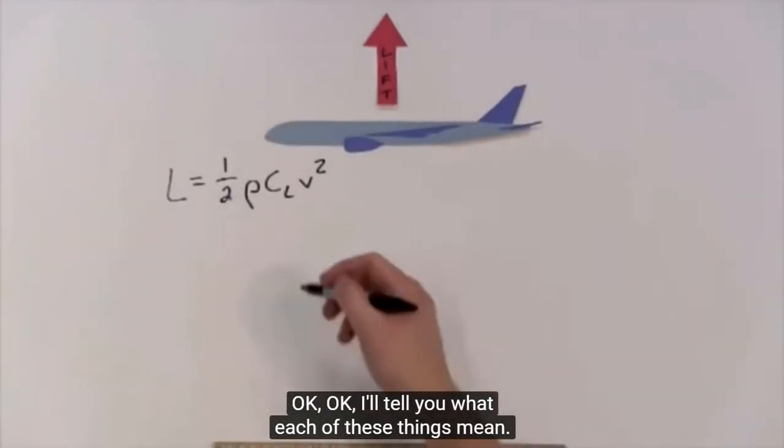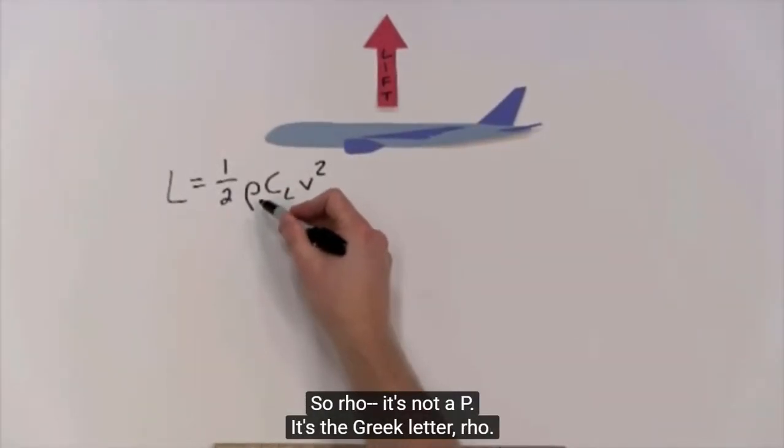Okay, I'll tell you what each of these things mean. So rho, it's not a P, it's the Greek letter rho.